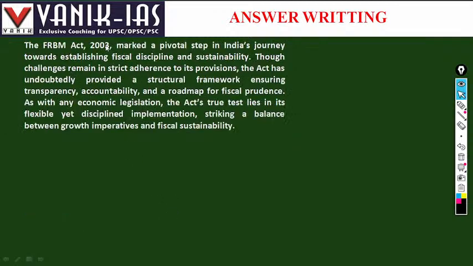The FRBM Act of 2003 marked a pivotal step in India's journey towards establishing fiscal discipline and sustainability, though challenges remain in strict adherence to provisions. The Act has undoubtedly provided a structural framework ensuring transparency, accountability, and a roadmap for fiscal prudence. As with any economic legislation, the Act's true test lies in its flexibility yet discipline.